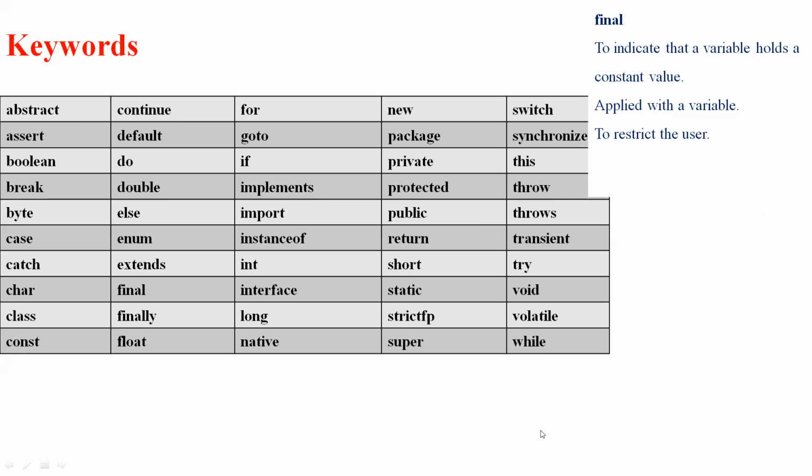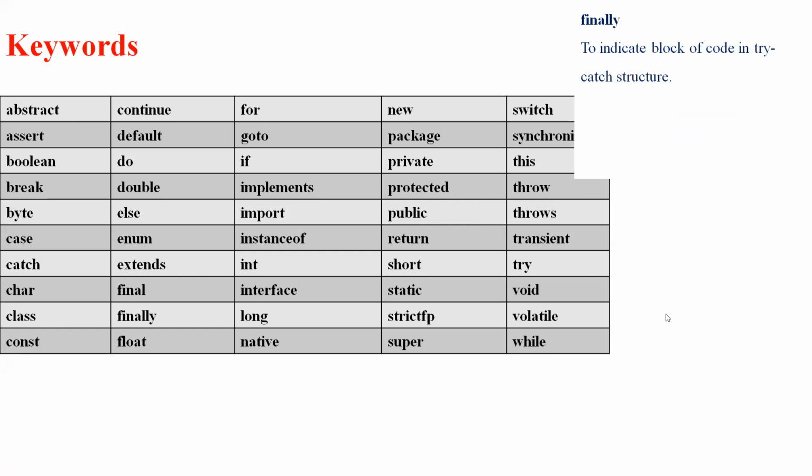So the next keyword we have is finally. So final is different from finally. Finally is used with exceptions. It is a block of code that will be executed no matter if there is an exception or not. So in order to indicate a block of code in a try-catch structure, we use the finally keyword.